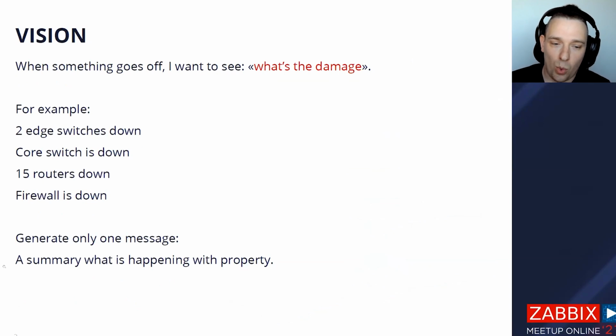So some general vision can be, we need to have only one message which describes how many devices per each category are down: router is down, switch is down, and if the switch is down, then it will suppress some routers automatically. So here are a few trigger examples. Only one can be in the problem state, which will indicate what the problem with the property is.